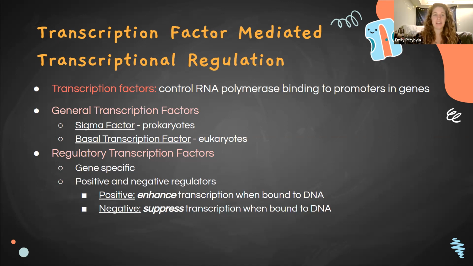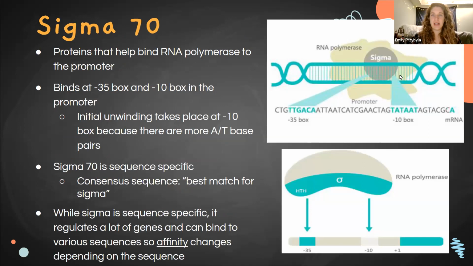So that's transcription factors. Specifically sigma 70. This is my favorite little thing because it looks like a kidney bean.